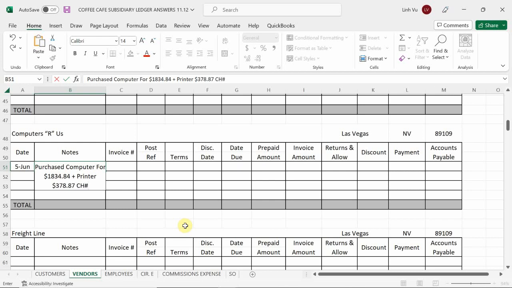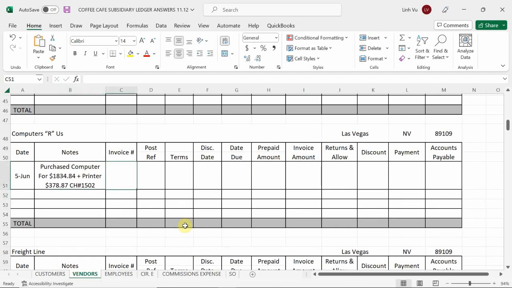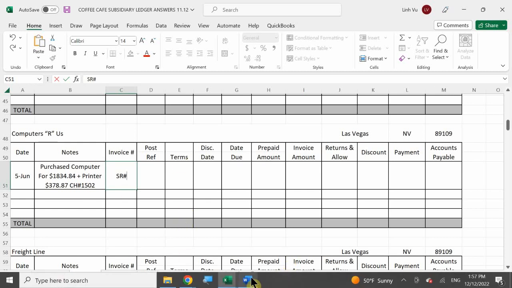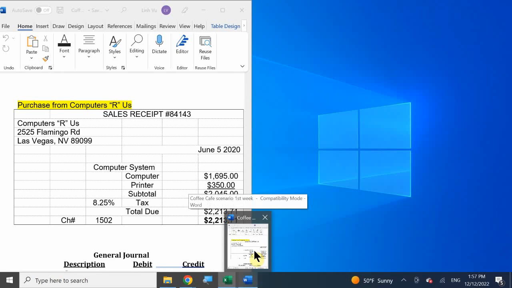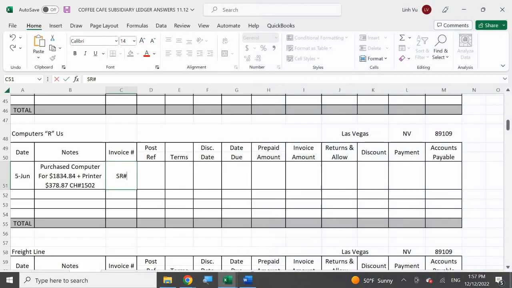And another way I could do this too is put the proof that I made a payment, which is check 1502. Now the invoice number will be your sales receipt number. Okay, so that's why it's very important that you keep track of your receipts, in case you do need to make an exchange or return some things. So in this case, 84143 is my proof that a transaction had occurred. Now the next one is post reference, which is going to be general journal page 1.